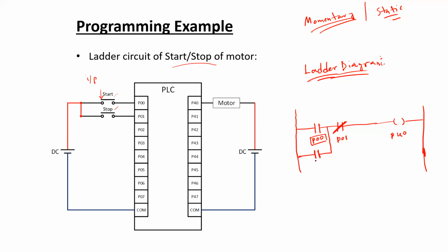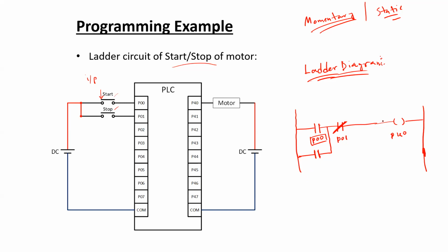Now, what should be the address of this particular contact? Each contact that you insert into a ladder logic diagram should be associated with a memory address. So what should be the memory address associated with this particular contact? According to the diagram, it's confusing.